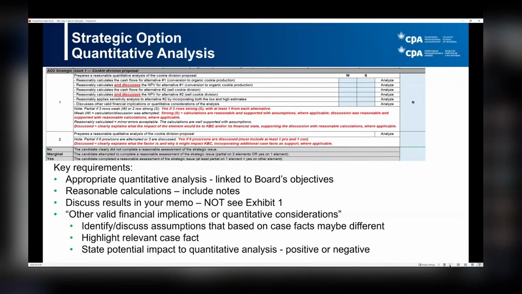Now, you only need to include notes for input numbers that you've actually included in a formula. So in other words, if you've included 10% revenue growth, you need to include that in a note. Because think about it, the marker is looking at a PDF version. Can they figure out how you arrived at your revenue? You don't need to explain your calculations, okay? You need to discuss the results in your memo. You can't just say, see Exhibit 1.